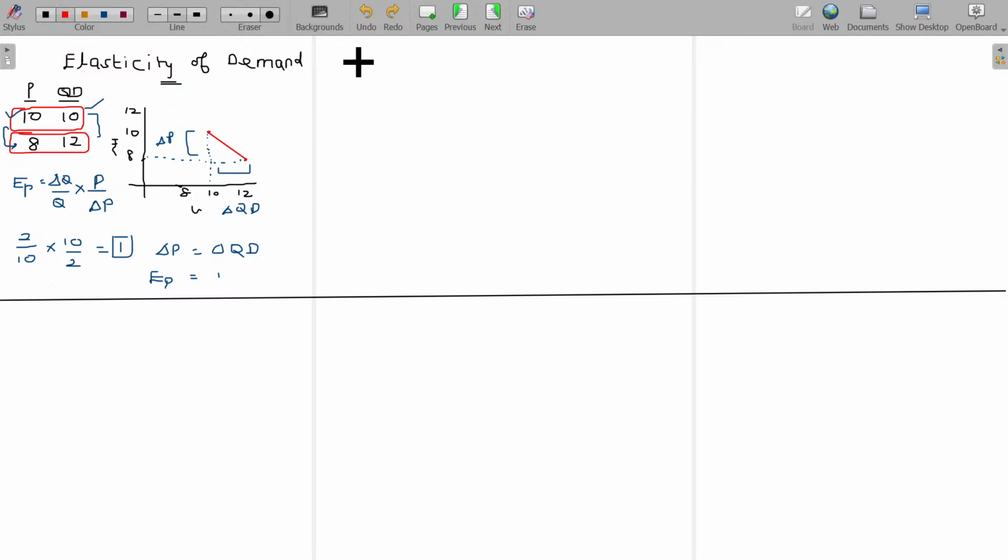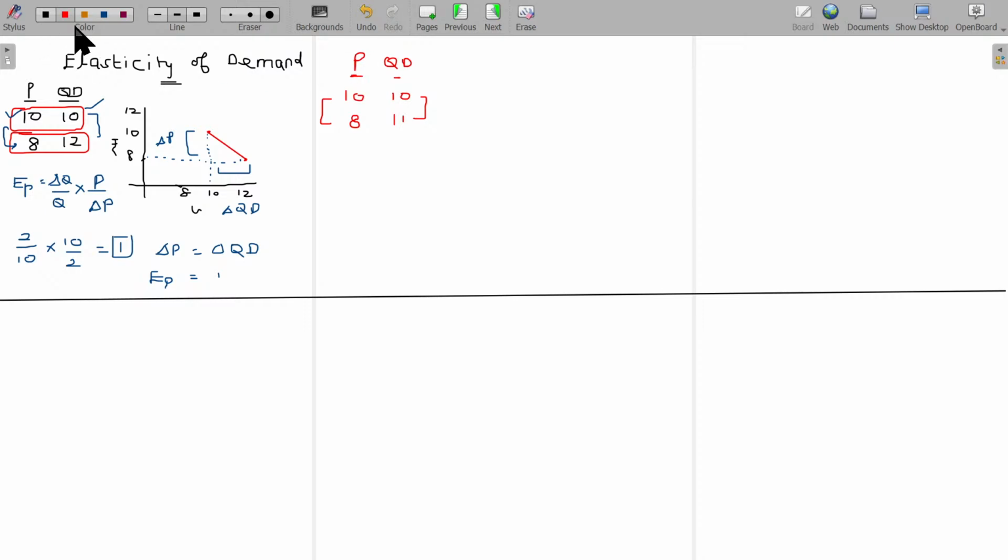The next one is price and quantity demanded. If the price is 10, quantity demanded is also 10. Suddenly price decreases to 8, but quantity demanded increases only by 1, to 11. From this it is very clear that the change in price is higher and the change in quantity demanded is lesser. Then it is not unit, it is less than unit. This will be called less than unit.